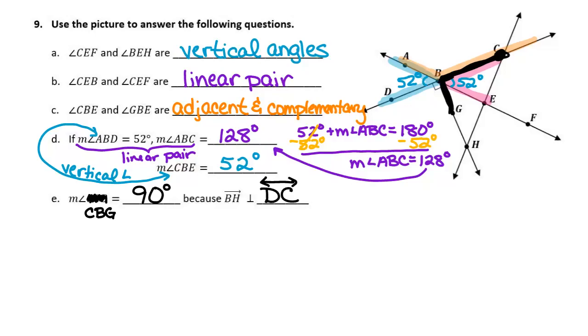All right. We're going to flip over to page 12 now. And we're going to look at a list of things that we are allowed to assume from looking at a diagram and things that we are not allowed to assume from looking at a diagram.